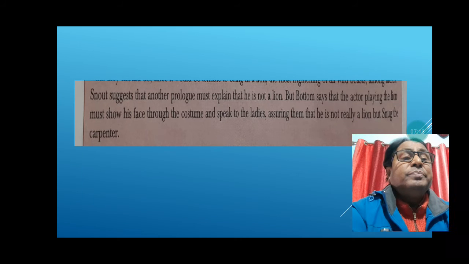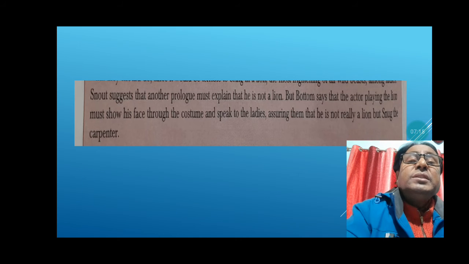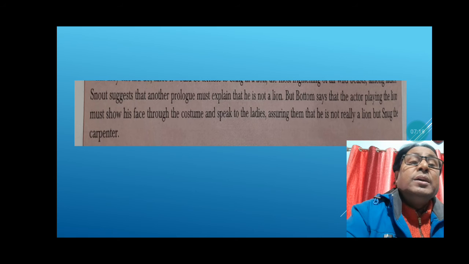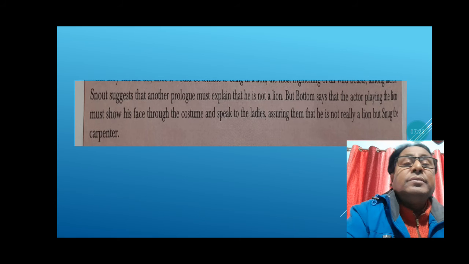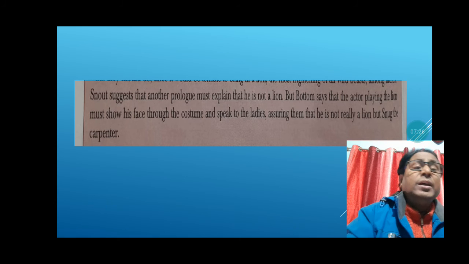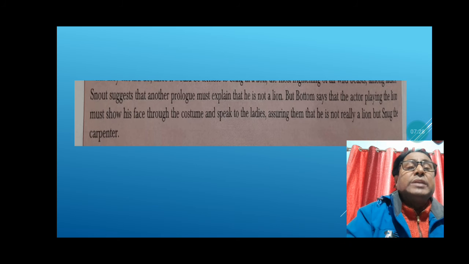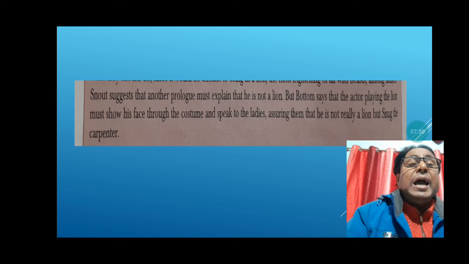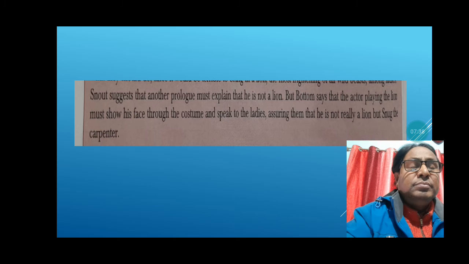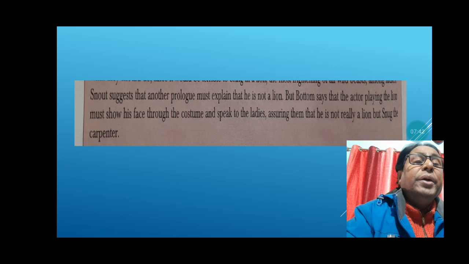Let us see here. Snout suggests that another prologue must explain that he is not a lion. There will be another introduction written, and that will explain to the audience, the ladies, that he is not a lion, but Bottom. Okay, Bottom was going to play the role of lion.